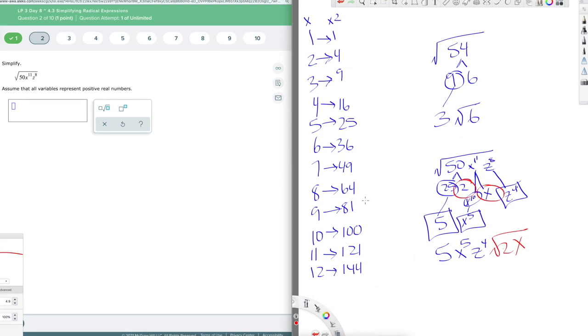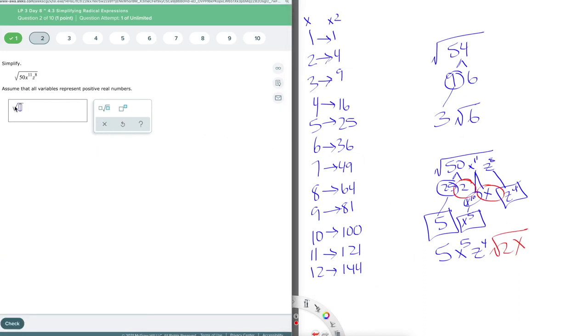So this is how we're going to type it up. So let's see, we have 5x to the 5th, z to the 4th, and underneath here we have 2x. All right, let's check that guy and keep moving here.